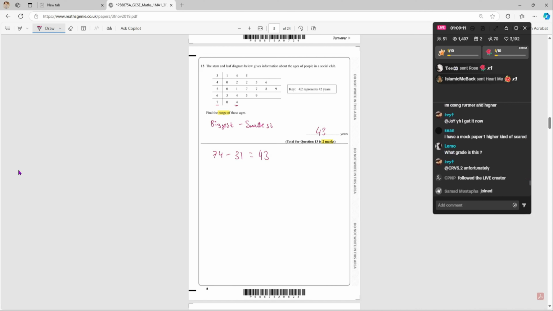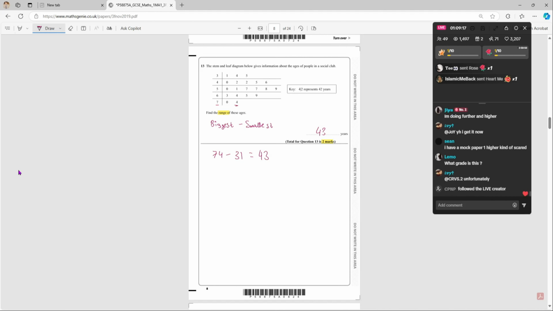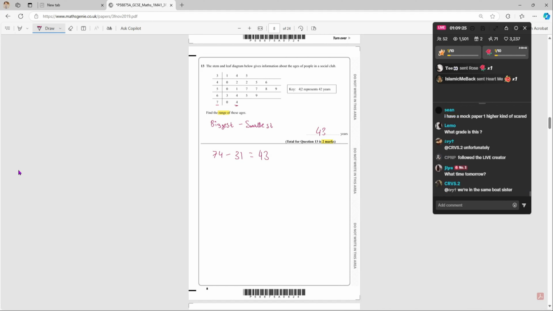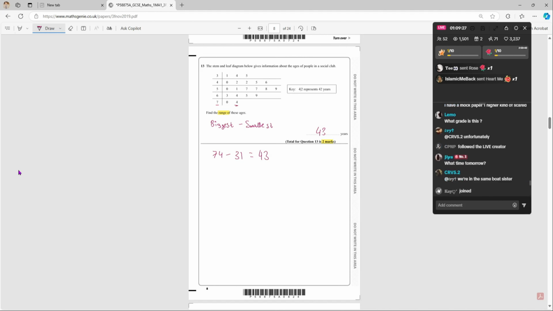So what grade is this? I think this might be grade like 4 or 5. This stem and leaf diagram, okay? Specifically calculating the range from a stem and leaf diagram. What time tomorrow? It's going to be the same time as today, around 7 o'clock.